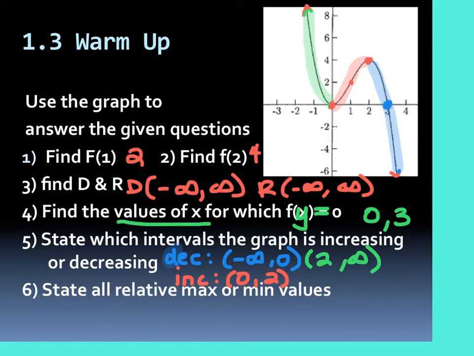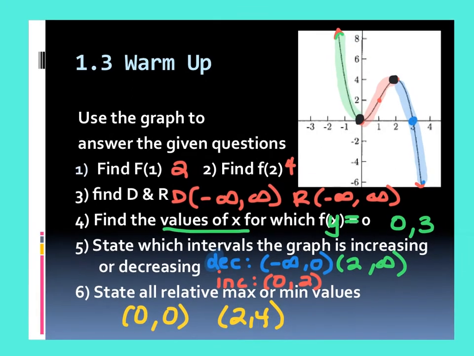You're welcome. All right, 6 says state all relative max or min values. So now we're looking for everywhere the graph changes from decreasing to increasing or increasing to decreasing, and it's happening twice. These are points, so I give it to them at 0, 0, and 2, 4. You want to write those in point form. Questions on any of the warm-up?